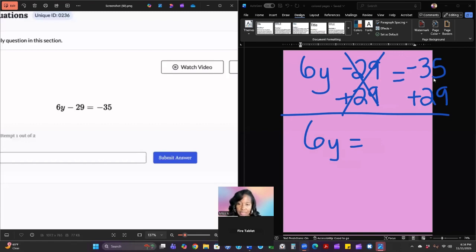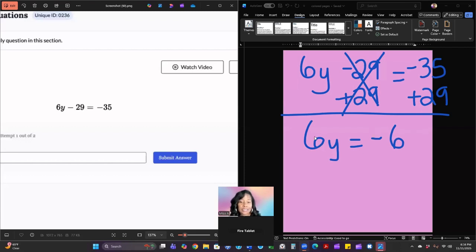Since those are not the same sign, one's a negative and one's a positive, I can't just add them. I'm actually going to do the opposite. This is dealing with integers. So if your integer rules are kind of shaky, give me a call and we can do a little course to help your student be more confident. But negative 35 and positive 29, that's going to give me a negative 6. So now I have 6y equals negative 6.